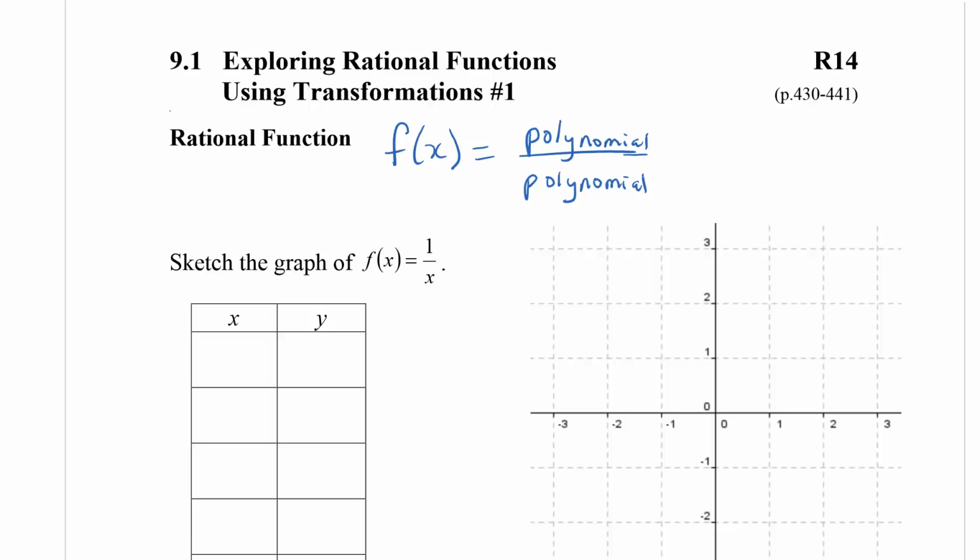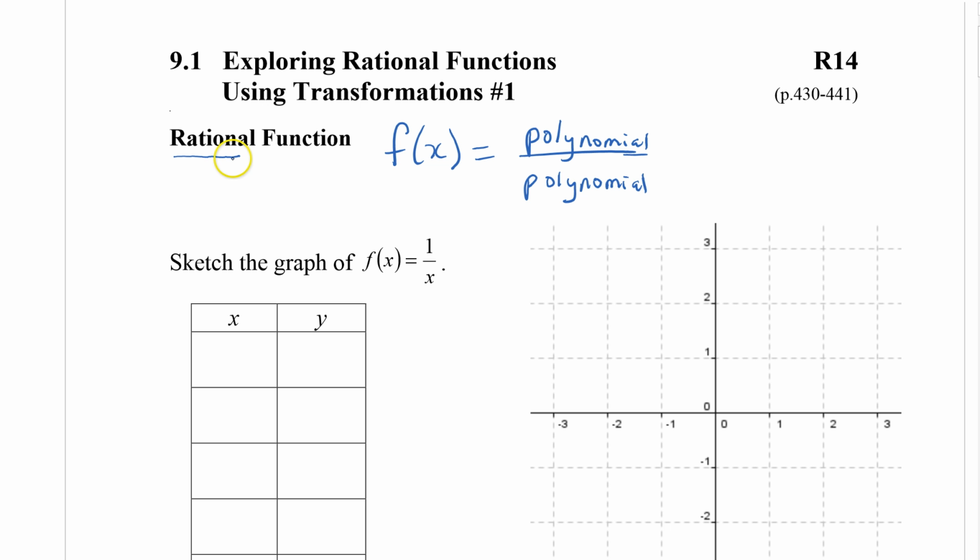Hi, and welcome to 9.1, new chapter. This is 9.1 Exploring Rational Functions Using Transformations, Part 1. So this will be the beginning of 9.1. I think we're going to have 3 different videos for 9.1, so this will be the first one. So first of all, what is a rational function?